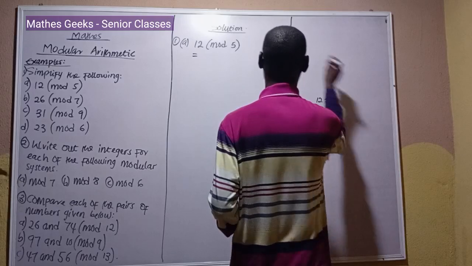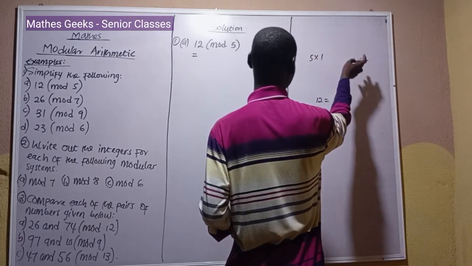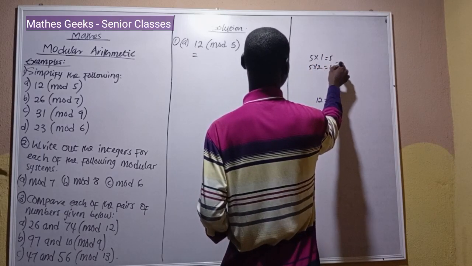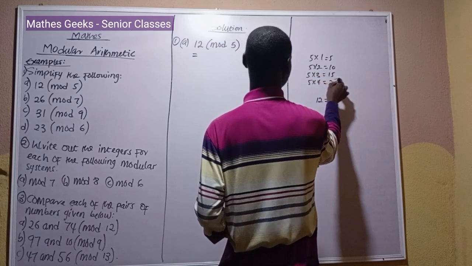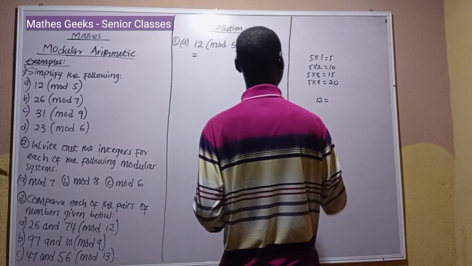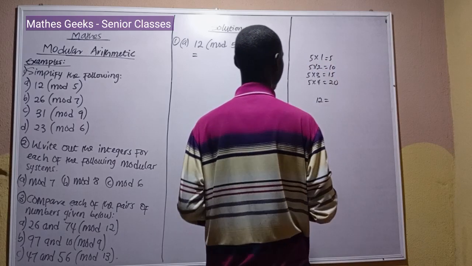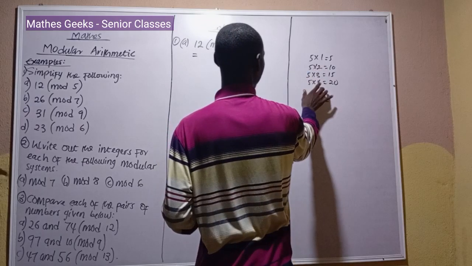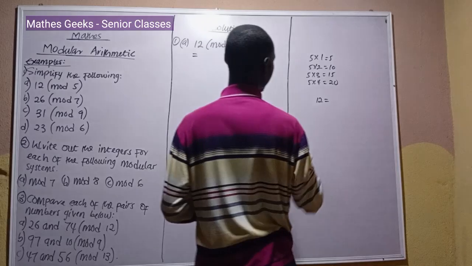What I mean is that the multiples of 5 are the results when 5 multiplies numbers successively. For instance, 5 times 1 is 5, 5 times 2 is 10, 5 times 3 is 15, 5 times 4 is 20. So basically it has to do with the 5 times table. The closest one to 12 here is 10, and that's 5 times 2. We are using 5 times 2 because it's to be carried out in mod 5.